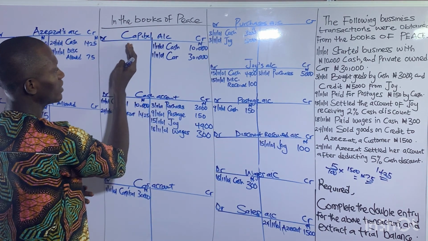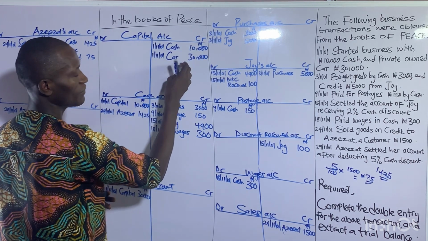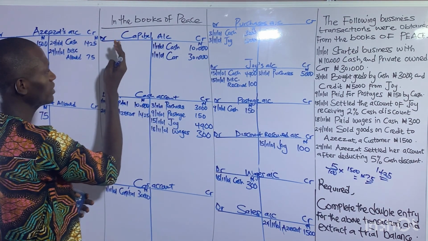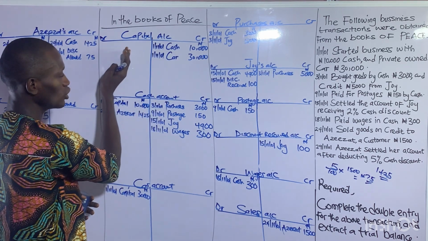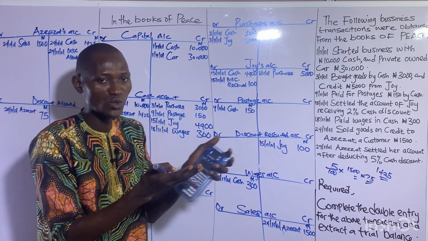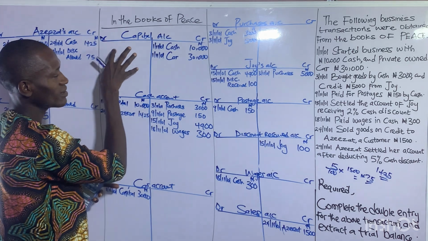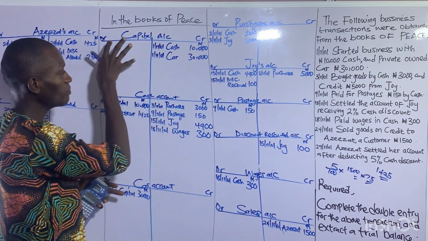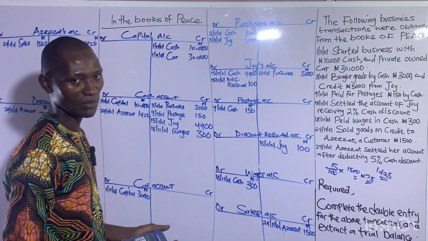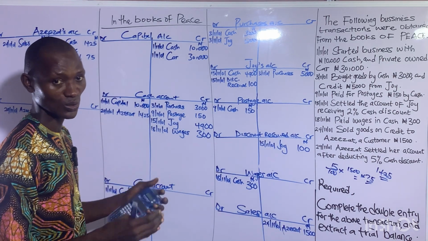So here now, for the capital account, we do not have any figure on the debit side. But here we have a total of 40,000 on the credit side. To make the debit side equal to the credit side, we put 40,000 here. And that 40,000 is the balance carried down, the difference between the two sides. And for every balance carried down, there must be a balance brought forward or balance brought down. It's the same thing. Balance brought forward and balance brought down are the same, so you can use any of the two.